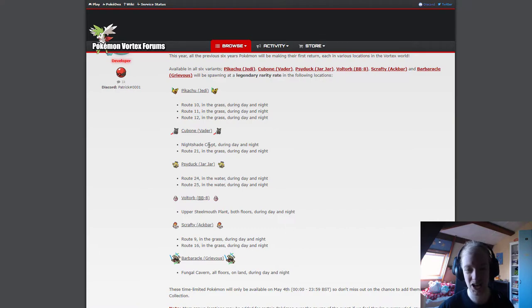Cubone Vader will be in Nightshade Crypt and in the grass of Route 21. Psyduck Jar Jar, everyone's favorite, totally, in the water of both Route 24 and 25. Voltorb BB-8 will only be in upper Steelbot Plant, but it's on both floors. So that technically is still two maps. Scrafty Akbar on Route 9 and Route 16 in the grass. And I believe it's both, especially Scrafty and Barbaracle that I don't have much of. I'll check in a second. And the Barbaracle Grievous will be in the Fungal Cavern. But that's all floors.